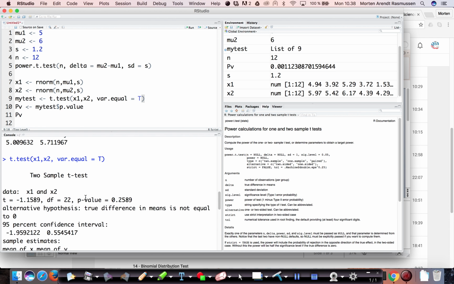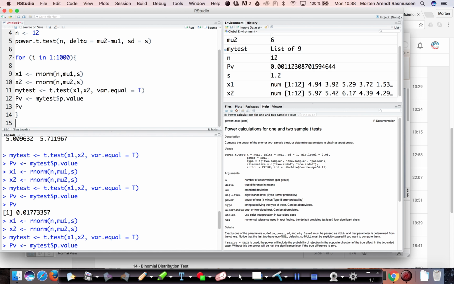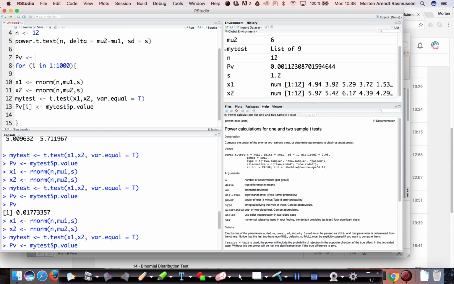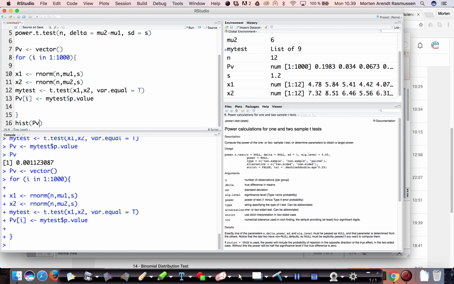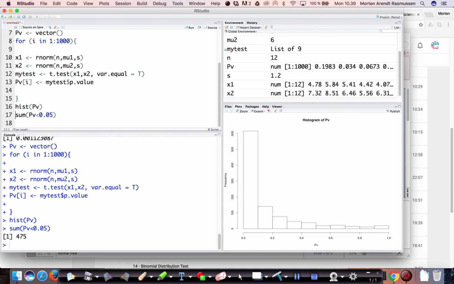So what I would like to do now is to make this into a loop. So I run this 1,000 times and collect the p-value for each of these in order to see how many times I actually achieve significance. So here is the p-value distribution, and what I'm interested in is how many times this is below the significance level. And here it says that in 475 of the trials conducted out of 1,000, I achieved significant results.